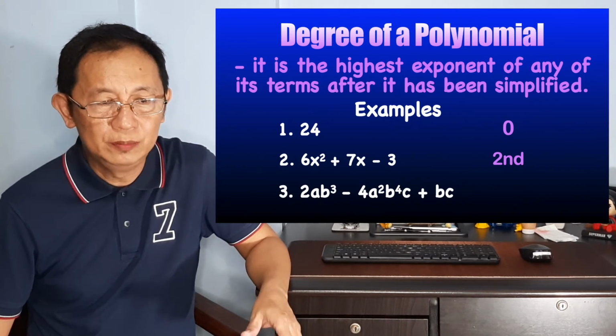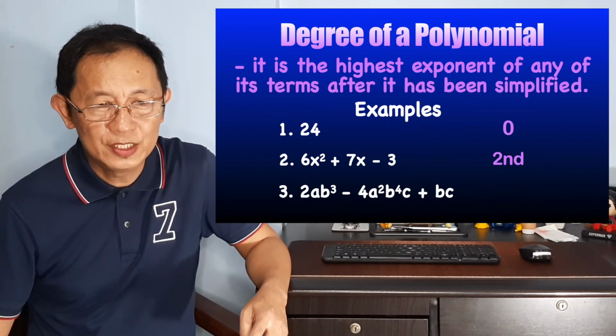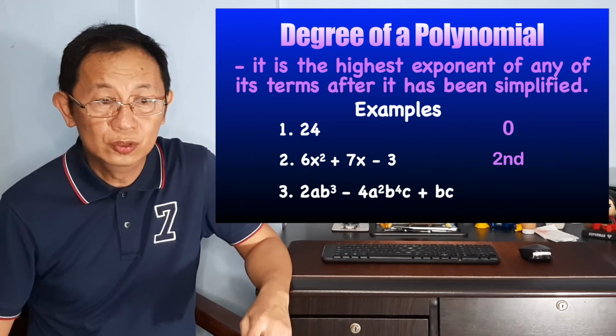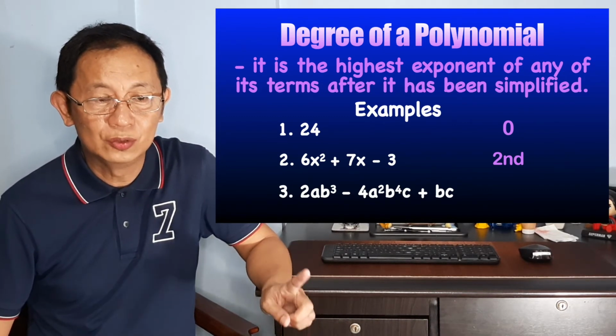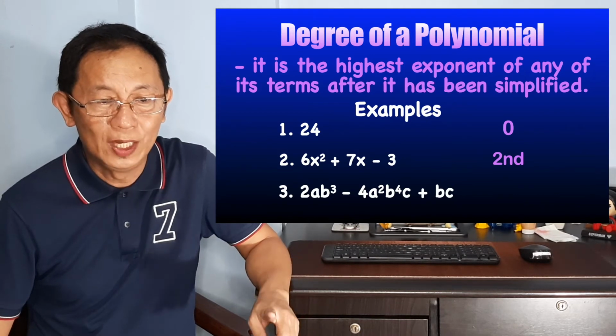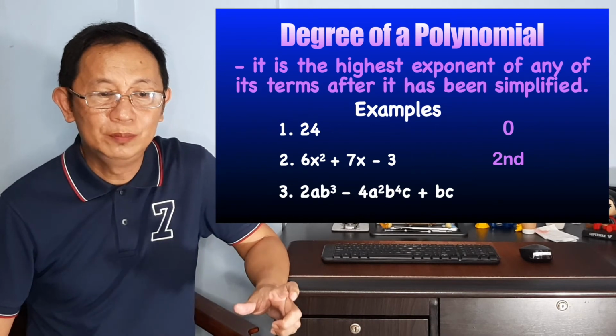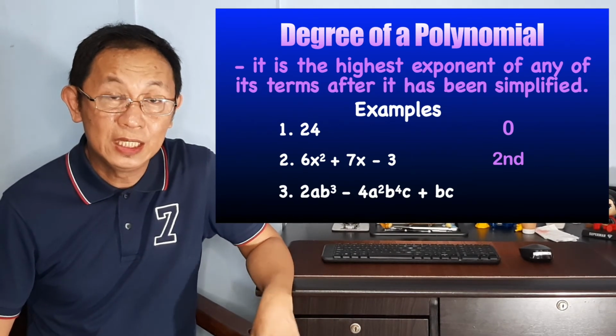Yung second term, minus 4a squared b raised to the 4th power c, yung exponent ng a is 2, exponent ng b is 4, exponent ng c is 1. So, i-add mo lang yun. 2 plus 4 plus 1, 7. So, yung second term, nasa 7 degree.